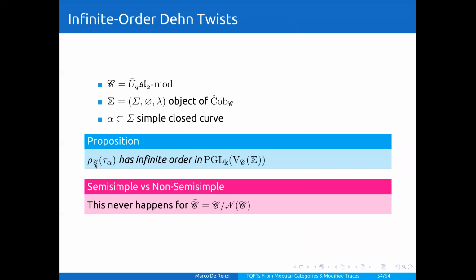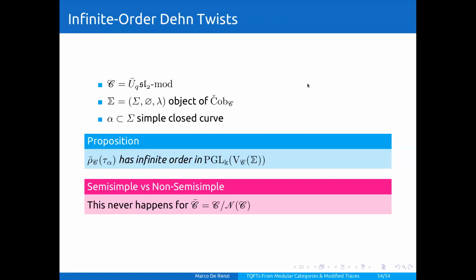Now the proposition is that the image in PGL of V of the state space of sigma for this Dehn twist along alpha has infinite order. And this is in sharp contrast with what happens in the semi-simple theory. So this never happens for any Reshetikhin-Turaev TQFT associated with the semi-simple quotient of small quantum sl2.